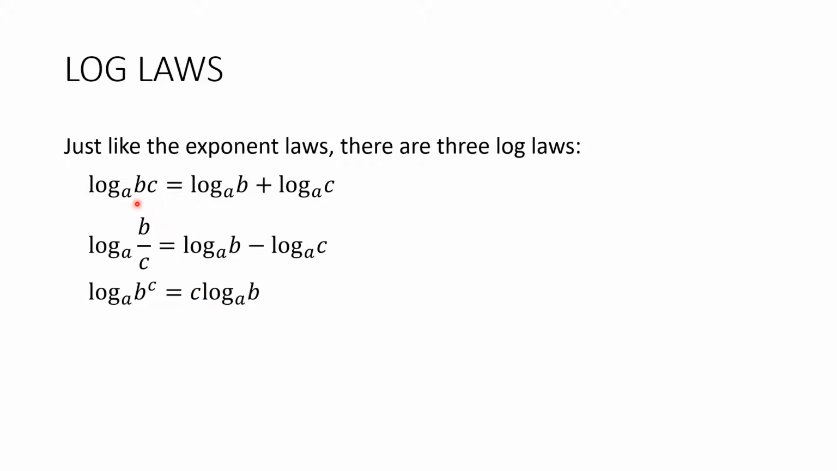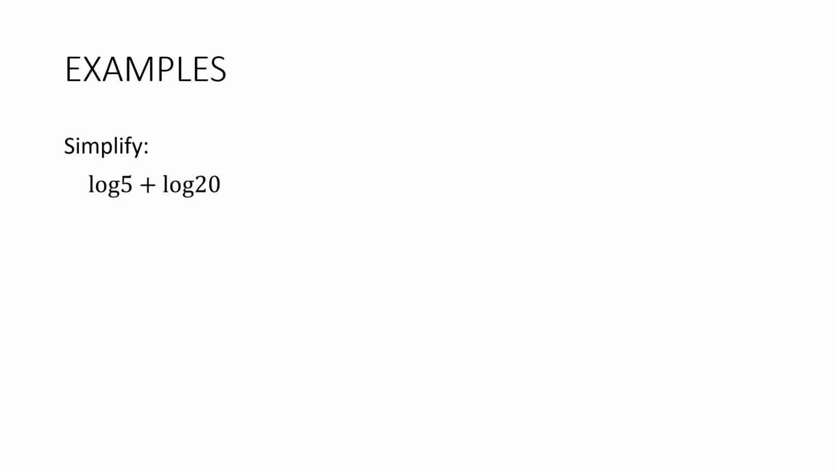So when I've got log base a of a product, I can separate it into 2 logs that I add together. When I've got a quotient like this, I can separate it into 2 logs that I subtract. And this one, where I've got this ABC thing, the C comes out the front. Let's have a look at how we might use them. So here I've got log base 10 of 5 plus log base 10 of 20. So I've got an addition of 2 logs. I can multiply the 5 and the 20 like this. 5 times 20 is 100. Log base 10 of 100 is 2.